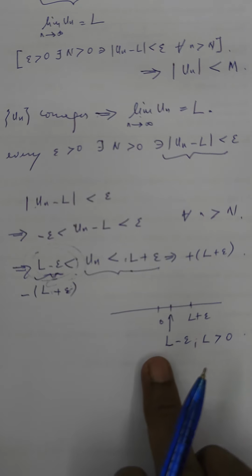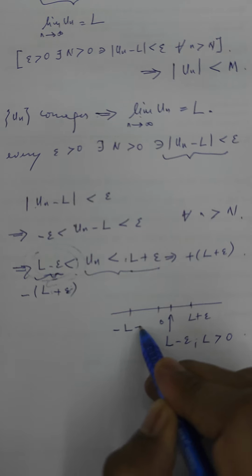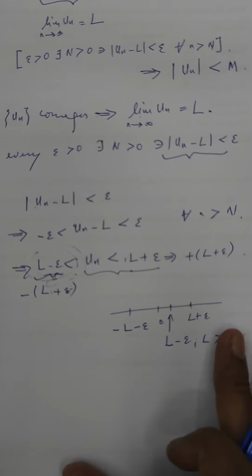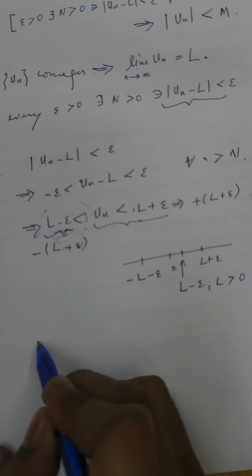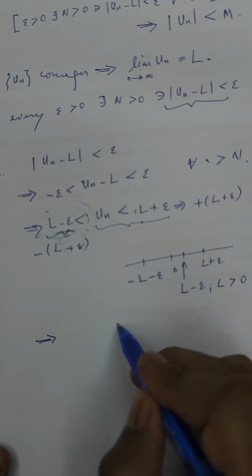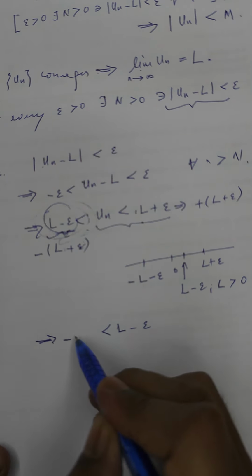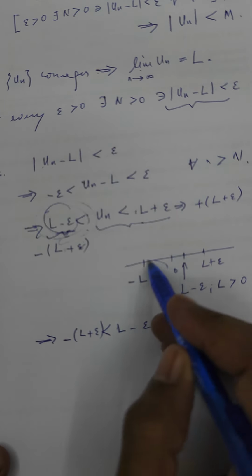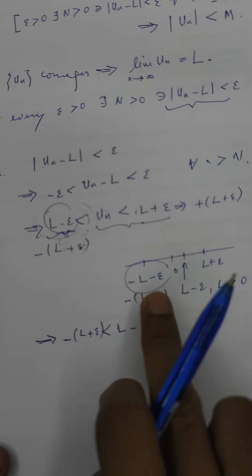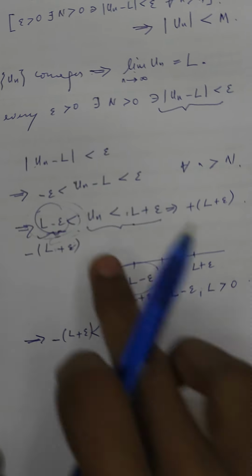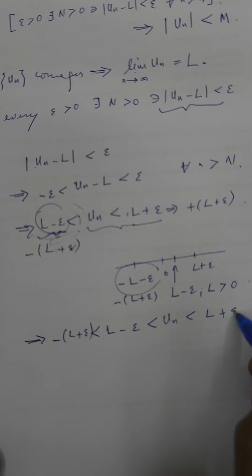Now, if we take the negative of L minus epsilon, it will be somewhere here. So this will be minus L minus epsilon. Why? Because the negative is always on the left side of the positive numbers. So from there we can write L minus epsilon is less than negative of L plus epsilon, just the same thing there, so the statement is still correct. And then we have less than u_n, and then less than L plus epsilon.